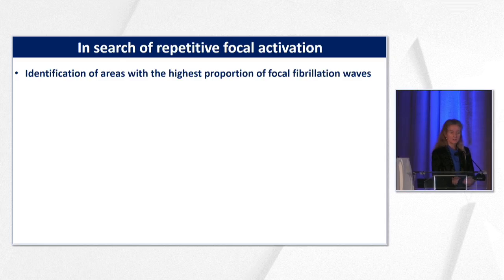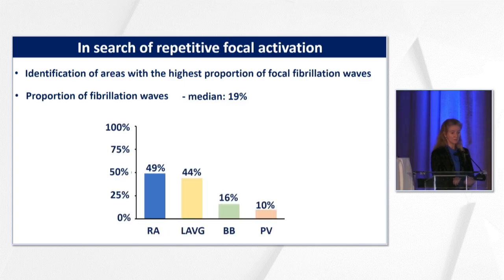Now, the last step is to identify if we could find repetitive focal patterns of activation. After we identified the areas, we counted that there was on average a proportion of about 90% focal fibrillation waves. And here you see the distribution of these focal fibrillation waves, that they were surprisingly mainly found in the right atrium and the left atrioventricular groove, and the smallest amount was found at the pulmonary vein area.